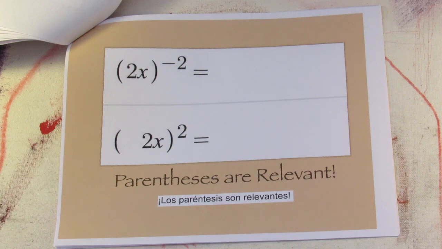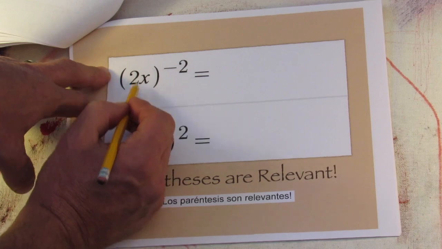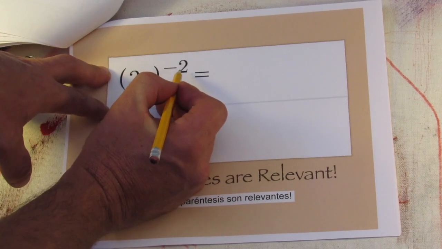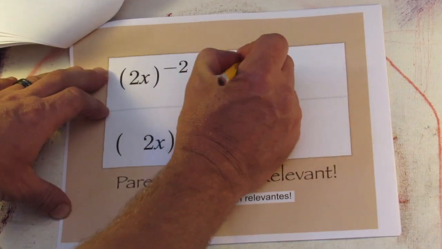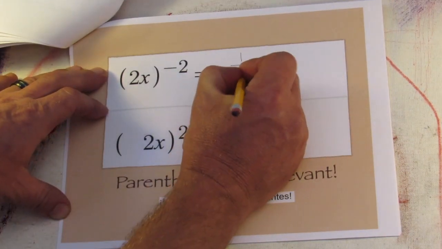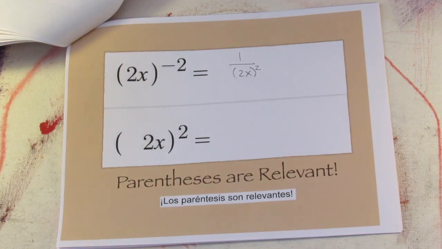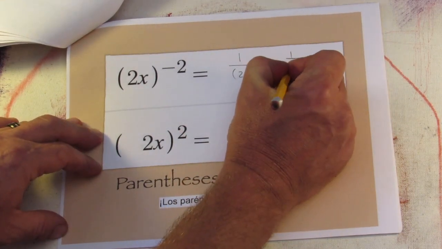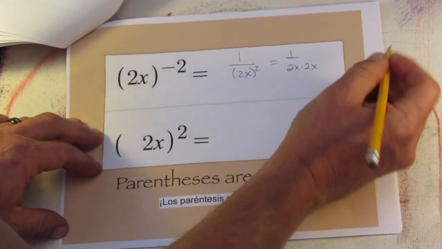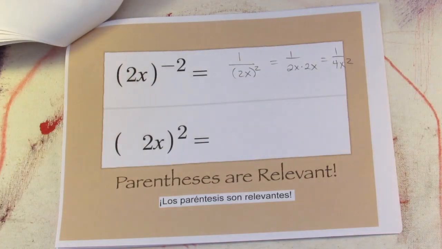Parentheses are relevant. Now everything inside of this parentheses, this whole quantity, is taken to the negative 2 power. So my rule for the negative exponent rule is to put a 1 over it, bring the whole term down, and make it a positive exponent. If I wanted to solve that any further, that would be 1 over 2x times 2x, which would be 1 over 4x squared. That would be completely simplified.